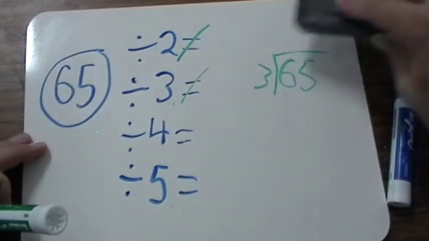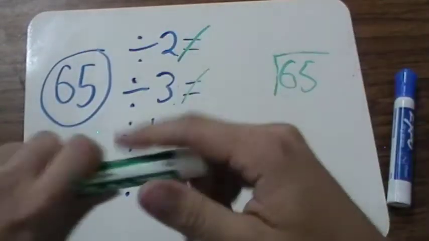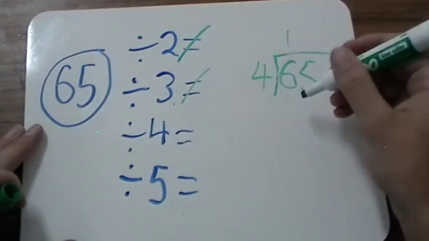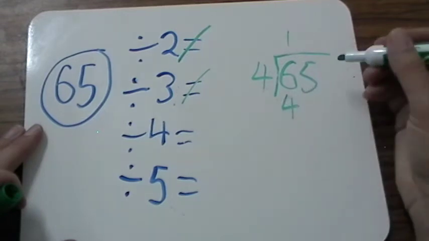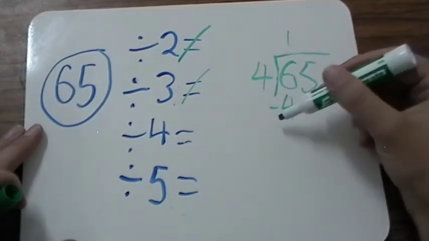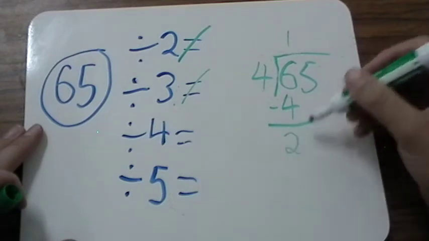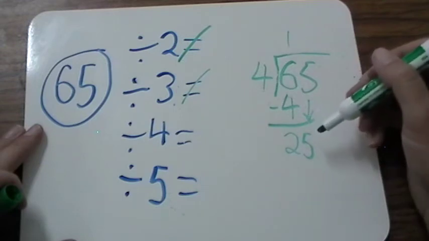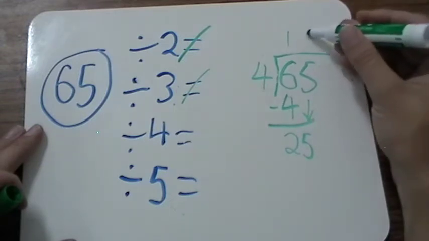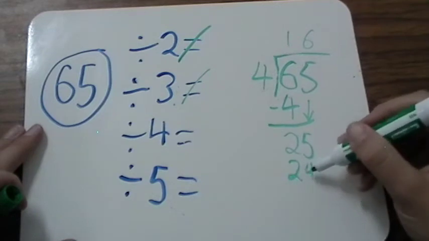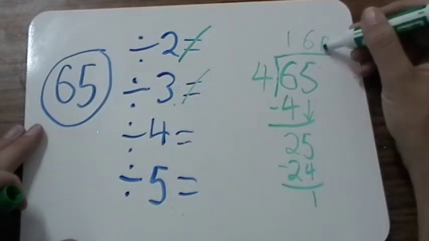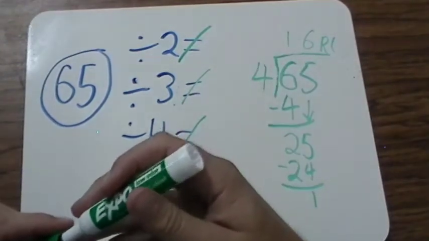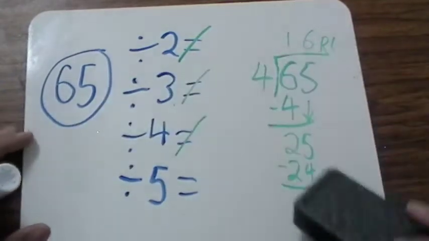Now let's do the same for 4. Let's see if 4 can fit inside there equally. Okay, let's put 4 over here. 4 fits into 6 one time. 1 times 4 is 4. 6 subtract 4 is 2. Bring down the 5. Can 4 fit in the 25 equally? 6 times, but 6 times 4 is 24, which means I have a remainder of 1. 16 remainder 1 tells me 4 can't fit in there equally. Doesn't work.